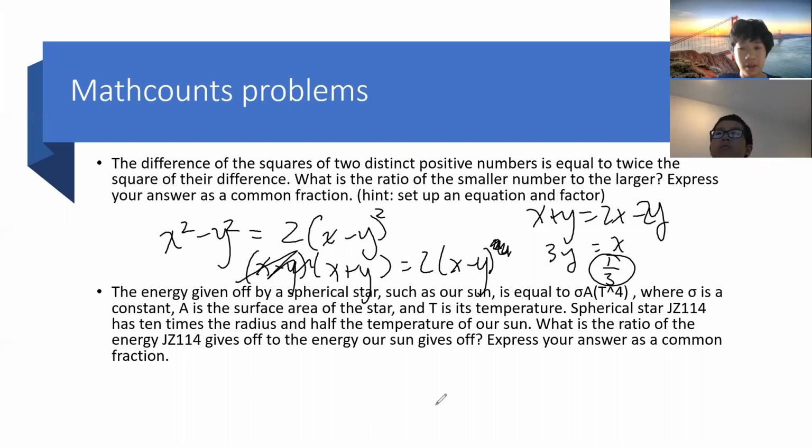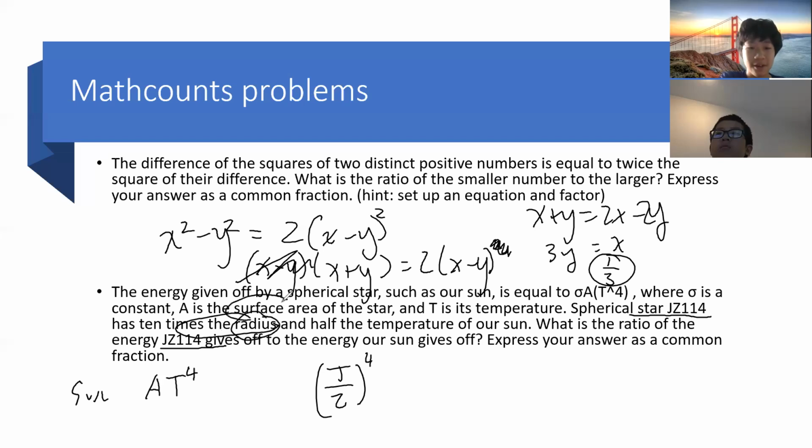Okay? Last one. So we want to find the ratio of the energy that JZ114 gives off to the energy the sun gives off. So let's say the surface area of the sun is A, and its temperature is T. Okay, this is the sun. For spherical star JZ114 is going to have 10 times the radius, half the temperature. So it's going to be T over 2 to the 4th. But now the area. They give us the radius. It's not the area. So we want to find the relationship between the radius and the surface area.